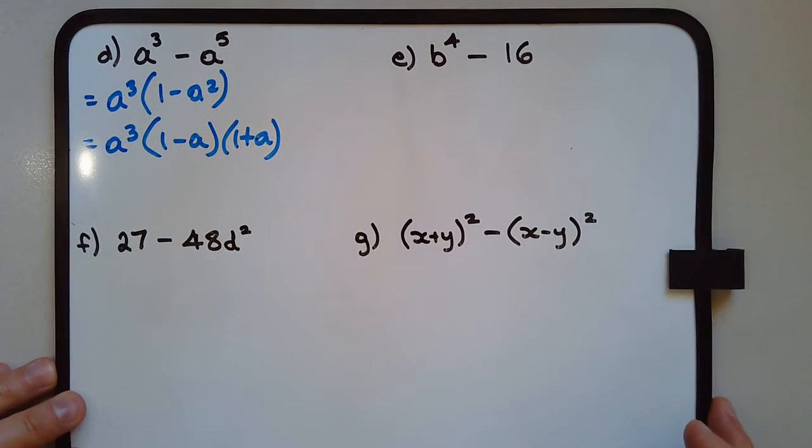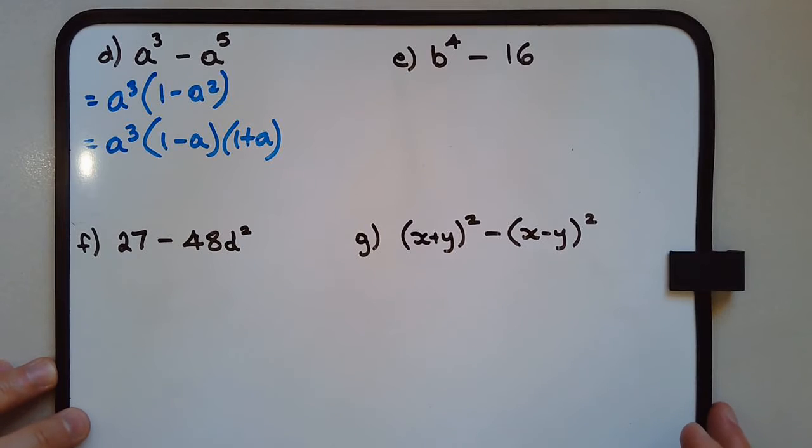What about part E? B to the power of 4 minus 16. Now this one, again, on the surface, does not look like a difference of two squares. But, well, we could turn it into a difference of two squares.